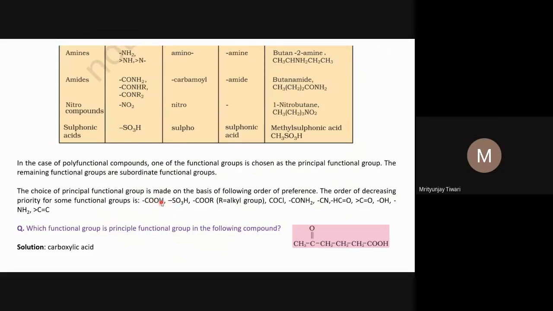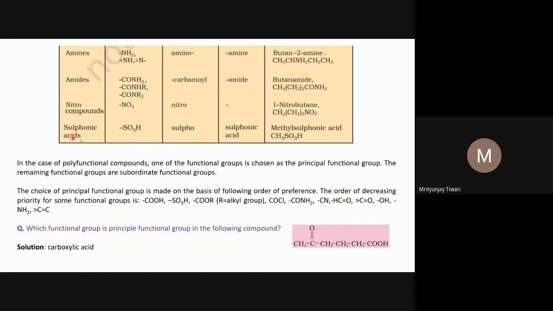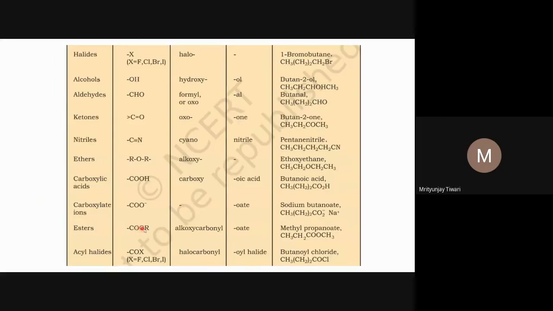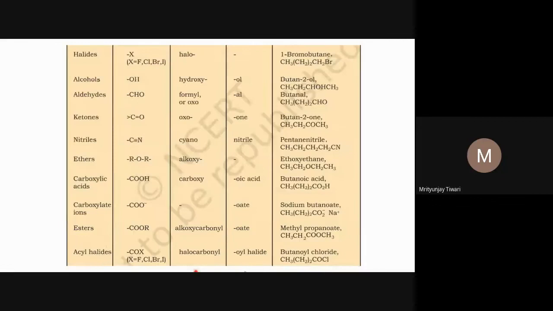So this is COOH, the carboxylic acid, most reactive. And then sulfonic acid, SO3H. Then COOR, this is the ester group. You should remember all this. The R is an alkyl group. COCl, this is acyl chloride or alkanoyl chloride, or acyl halide, COX.